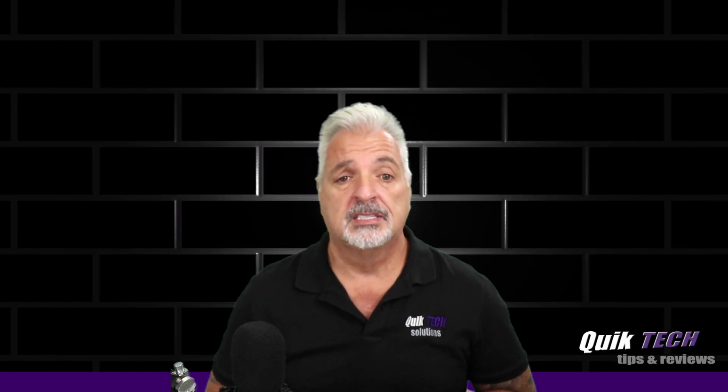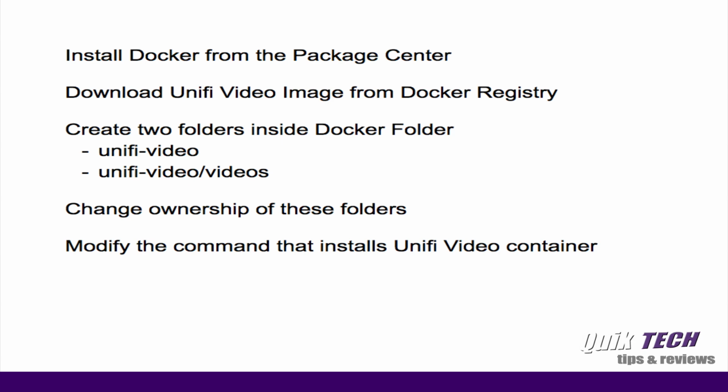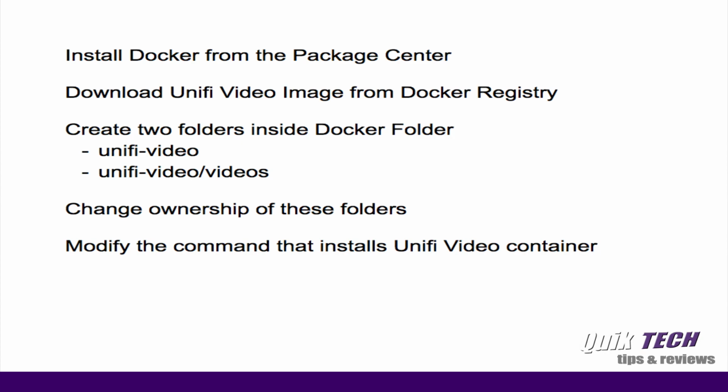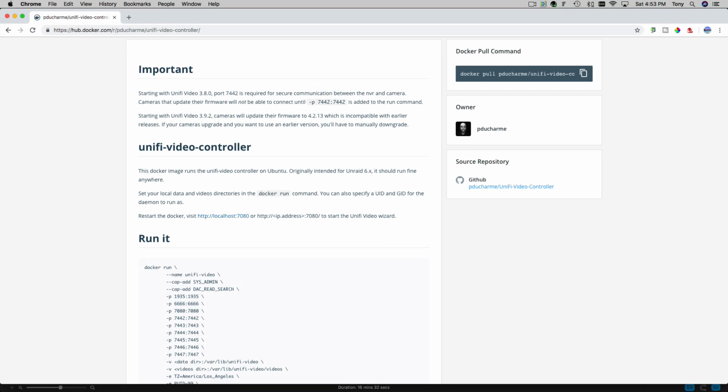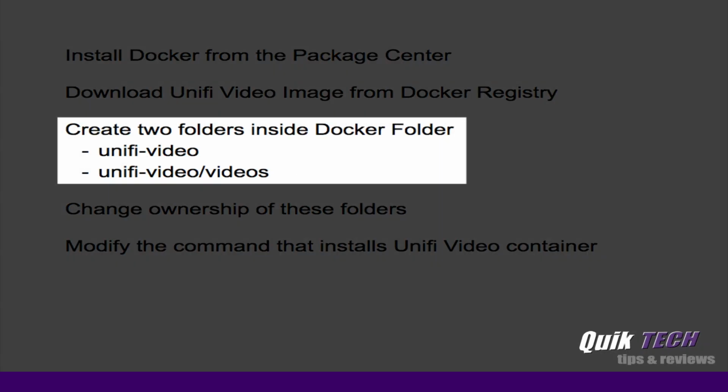So what we're going to cover in today's video is how to install Docker on the Synology NAS from the package center. Then once it's installed, we're going to download the video image from the Docker registry, and we're going to pretty much refer to the README instructions that come along with that image. Then we're going to create two folders inside the Docker folder. When you install Docker on the Synology NAS, it automatically creates the Docker folder for you. Inside that folder, we're going to create a Unifi video folder, and then inside the Unifi video folder, we're going to create a subfolder for the videos.